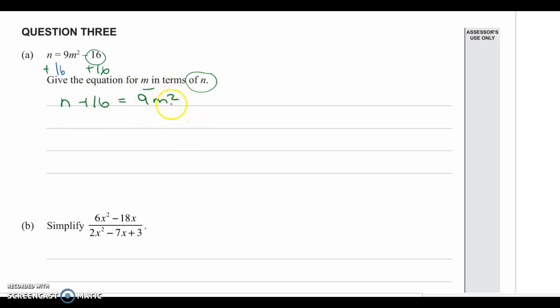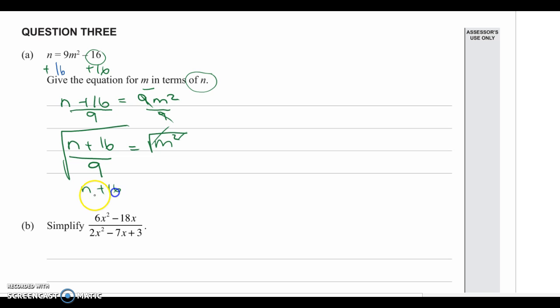So now what I want to do is divide both sides by 9, the whole thing, so that that cancels out. So I've got n plus 16 divided by 9 equals m squared. Now, how do I get rid of a squared? I need to square root. So the square root cancels with the squared, and I need to square root that whole thing. So that's going to give me n plus 16 over 9 equals m, and this whole thing is square rooted.